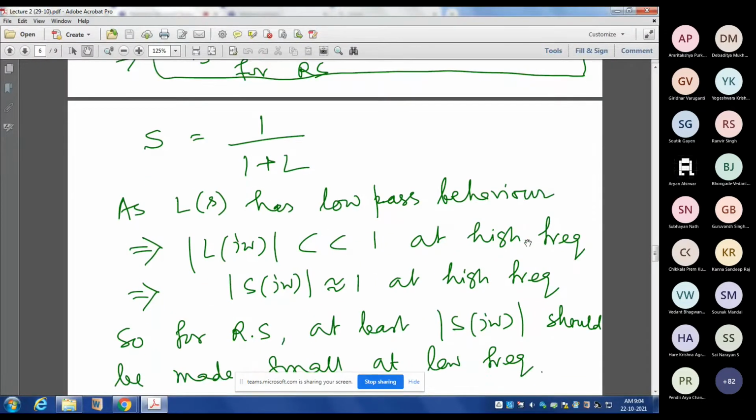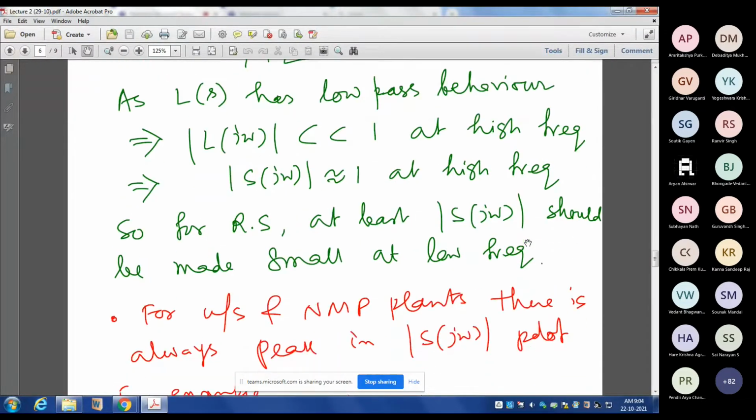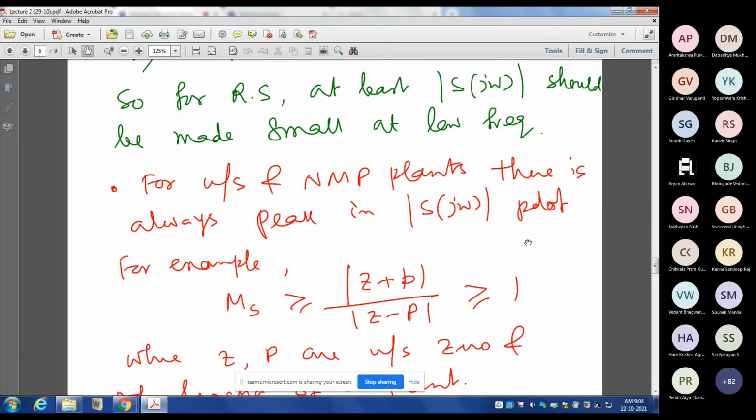And also we discussed that if there is an unstable pole as well as a non-minimum phase zero in the plant, and in particular if they are very close to each other, then a high peak in the sensitivity plot, that means large MS, is unavoidable using an LTI controller.